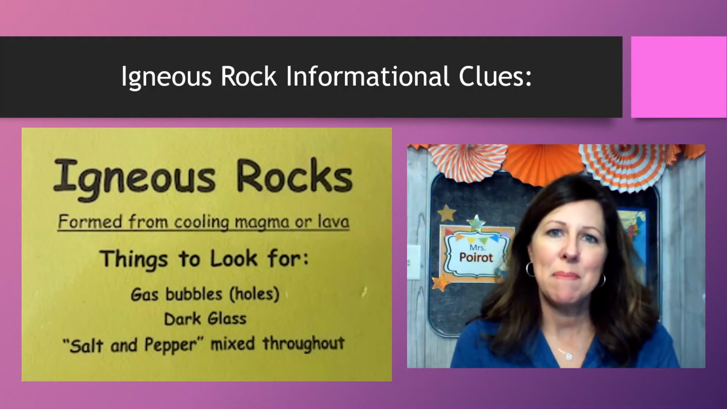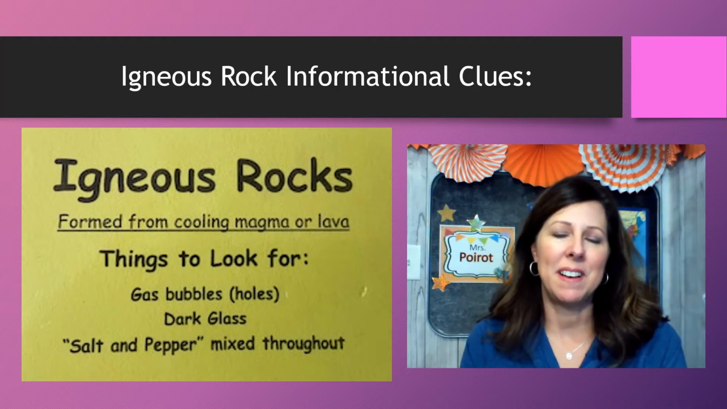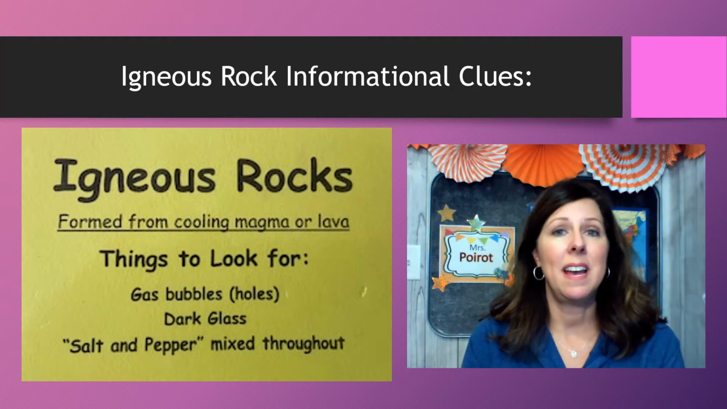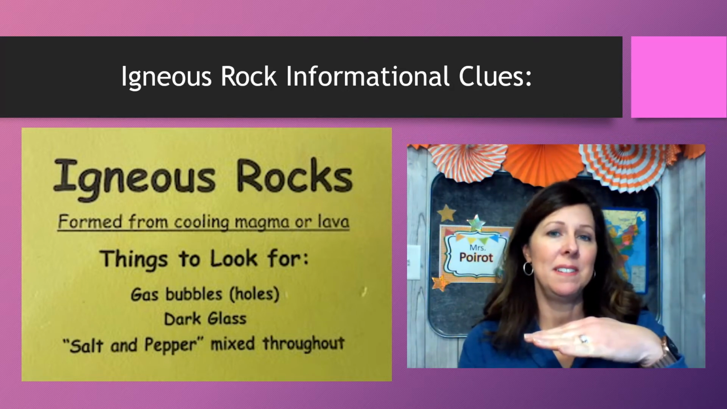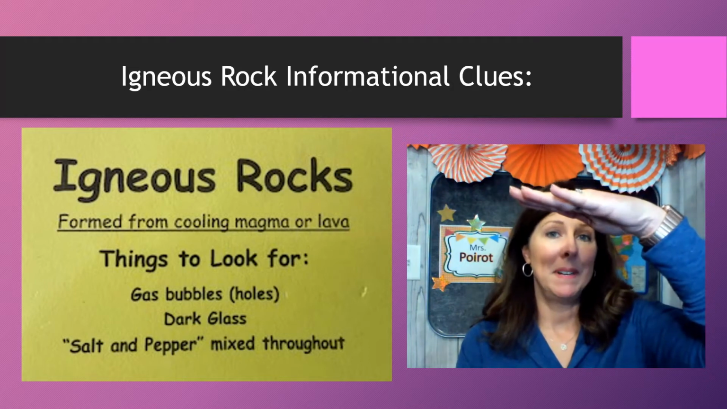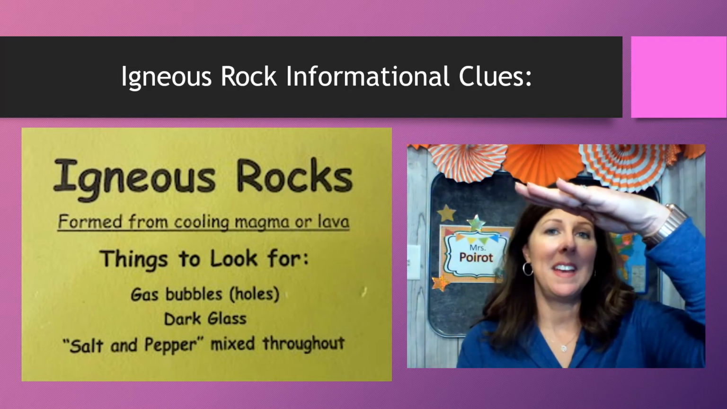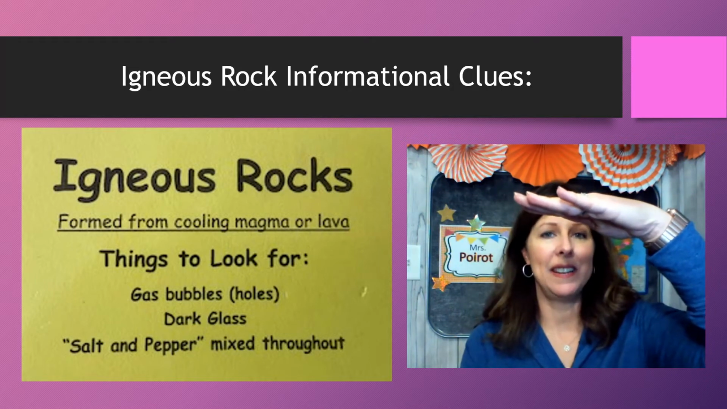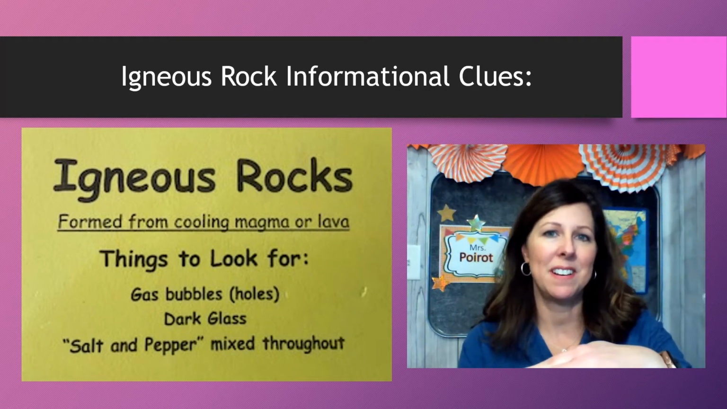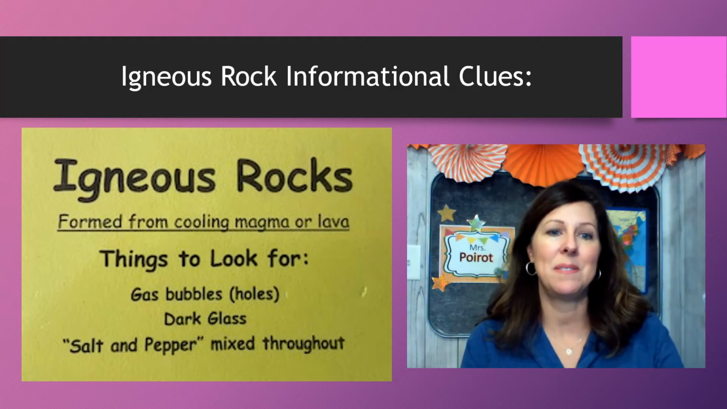Okay, the first type of rock that we are going to talk about is igneous rocks. Now remember, igneous rocks are formed when magma or lava cools. This can happen either underground or above ground. If it happens above ground with lava, we call that extrusive igneous rock. If it happens beneath Earth's surface, we call that intrusive igneous rock.